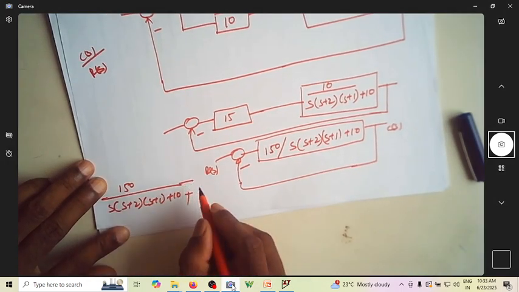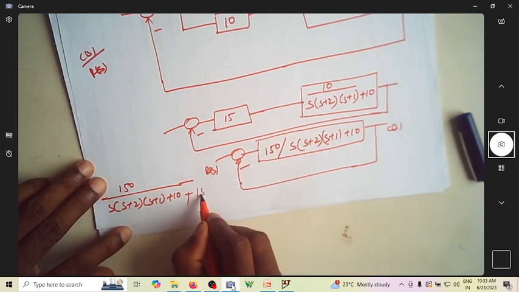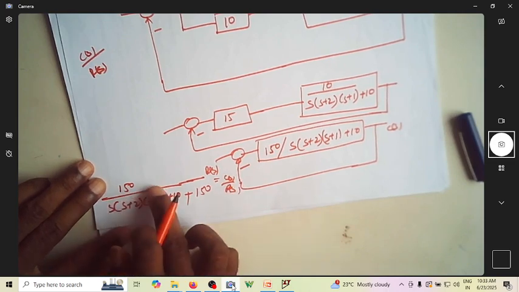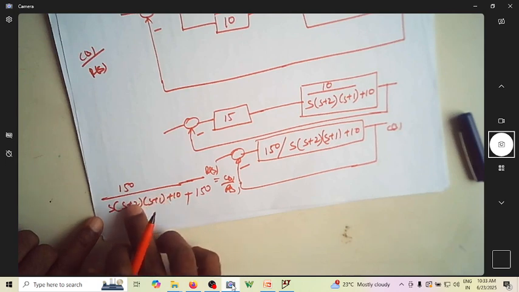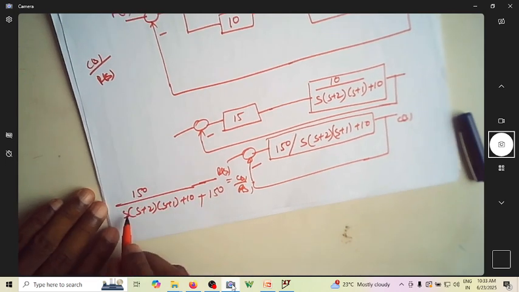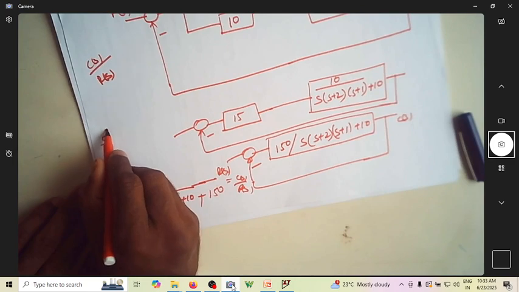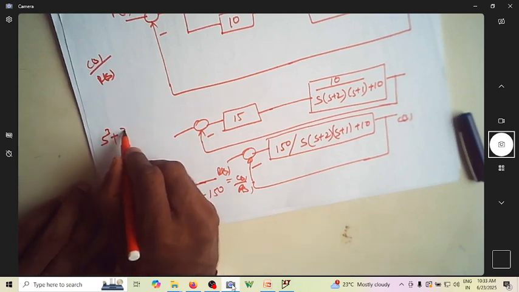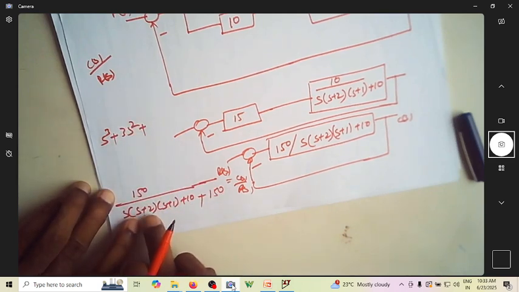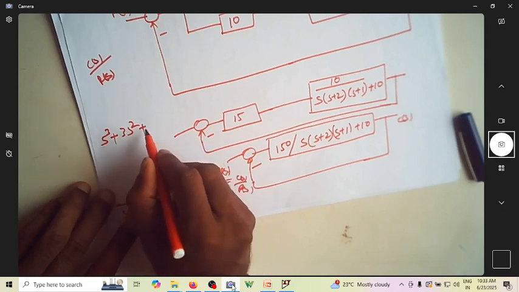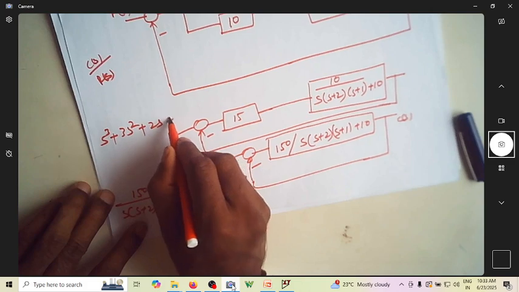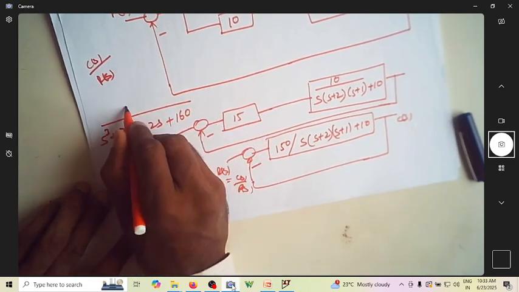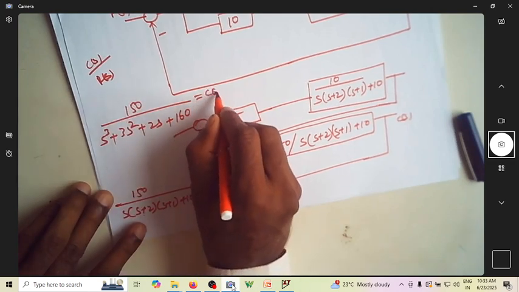Plus what needs to be added? Plus 150 into 1. So this is 150. Can you see this is your CFS by RFS? We can actually find the roots of it. So what will this be? If we simplify this, it is s cube plus 3s square plus 2s plus 3s square plus 2s plus 160 by, okay, this is 150 by 150. This is CFS by RFS.